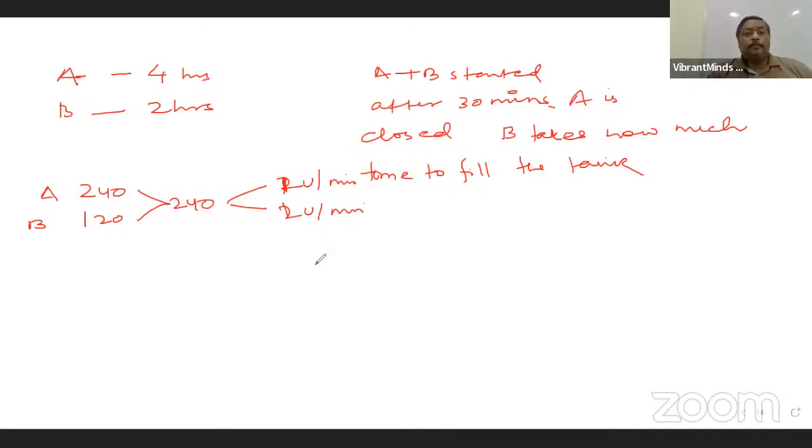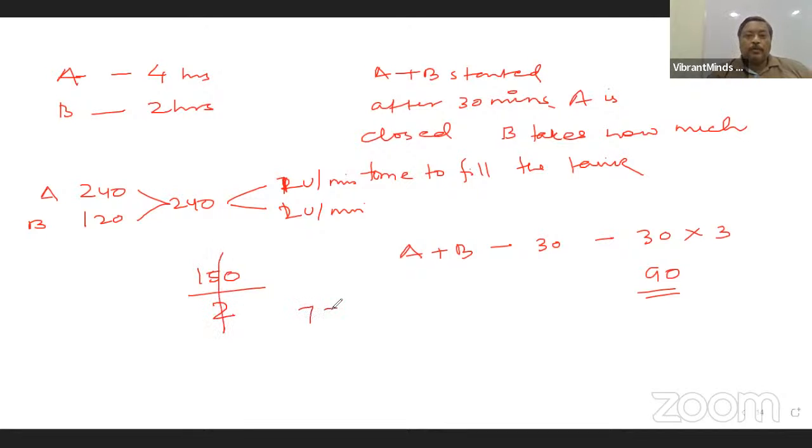So we have A, we have B. So when A and B both are working for 30 minutes, it means 30 into 3, 90 units has been completed out of 240. So what is left here is 150 units, which will be done by B. And B takes 2 units per minute. So what is the time? B takes how much time to fill the tank? And it is 75 minutes. B takes 75 minutes to fill the tank. Is it clear? Now see.